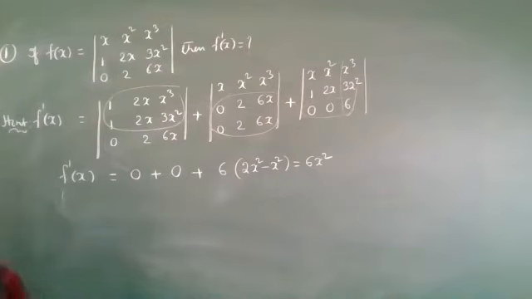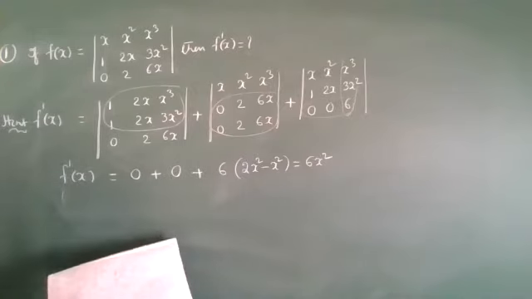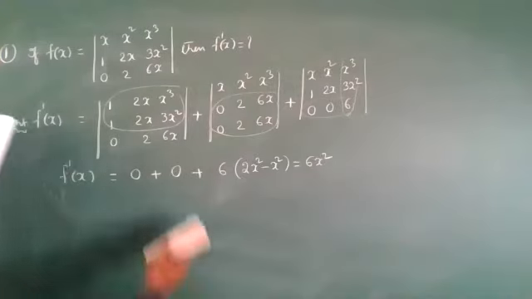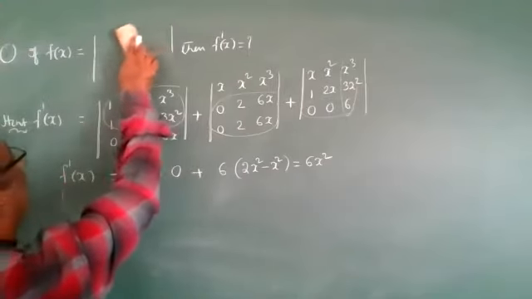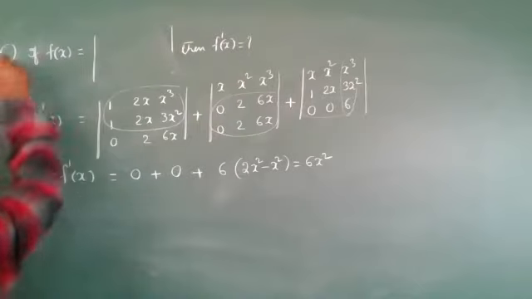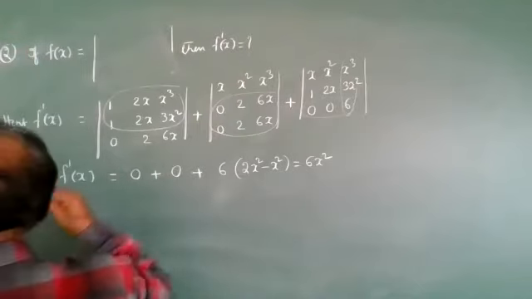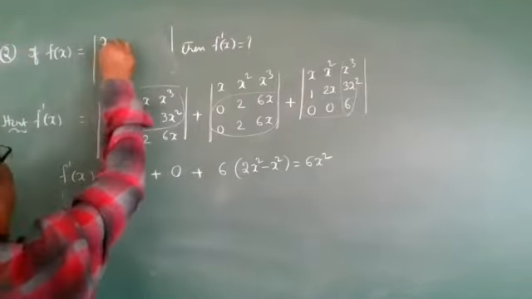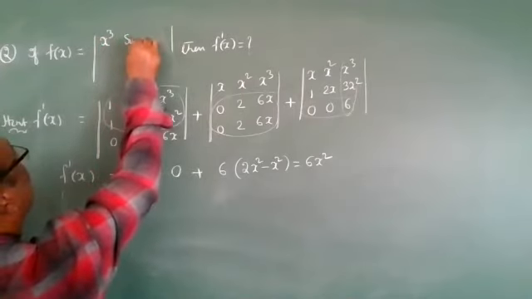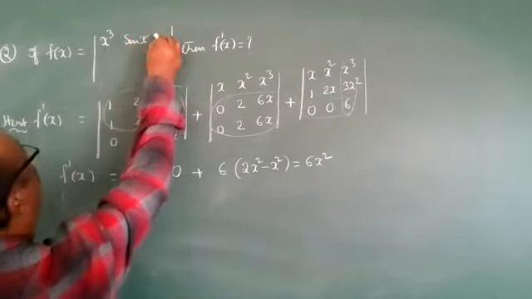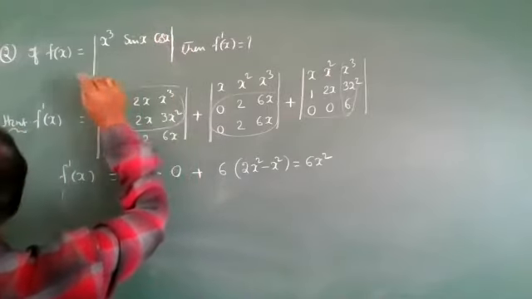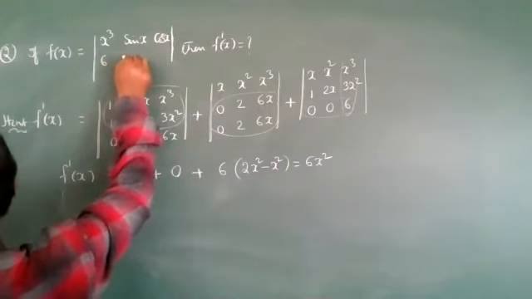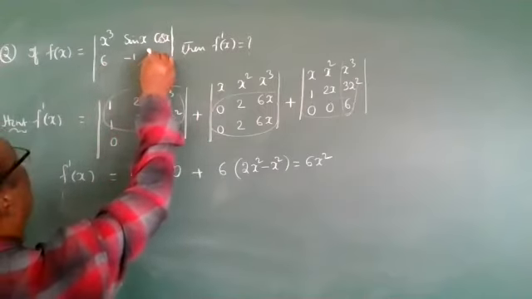Right. I go through the second problem. Let f of x be equal to, note down the second problem, everyone: f of x is equal to the determinant with x cube, sin x and cos x, 6, minus 1, 0.